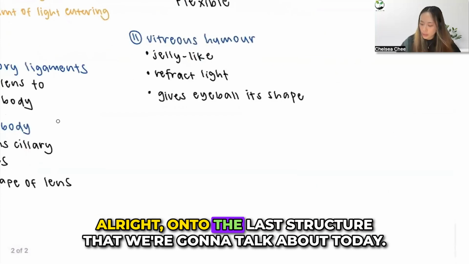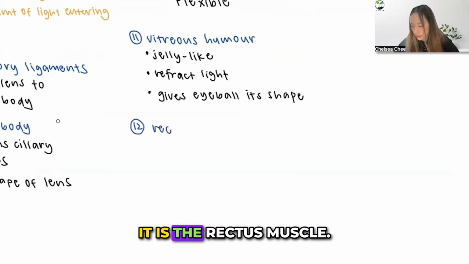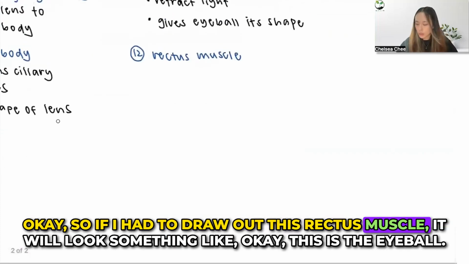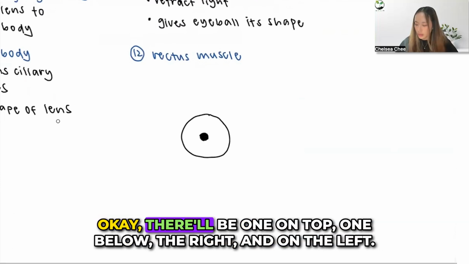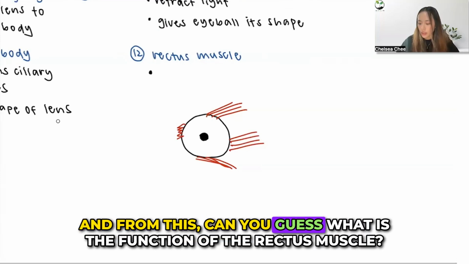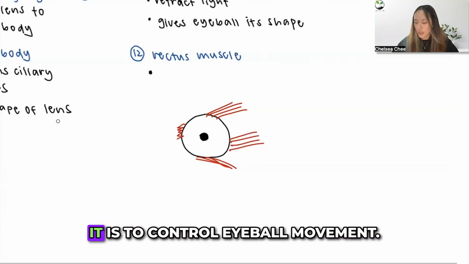All right, on to the last structure that we're going to talk about today. It is the rectus muscle. If I had to draw out this rectus muscle, it will look something like this. This is the eyeball. There'll be one on top, one below, one on the right, and one on the left. And from this, can you guess what the function of the rectus muscle is? It is to control eyeball movement.